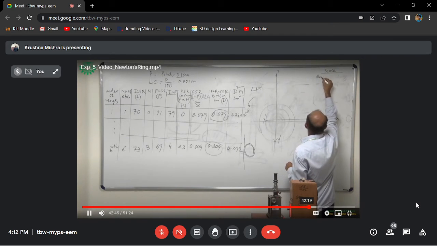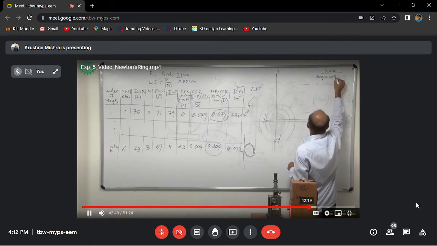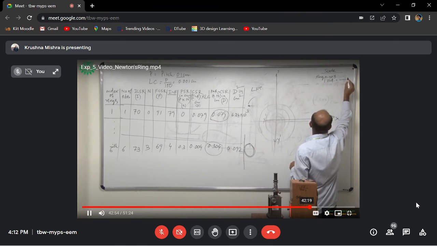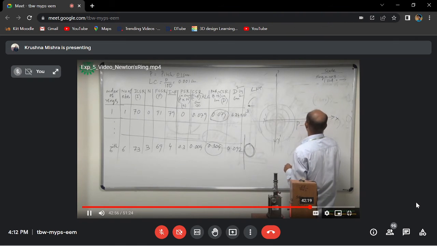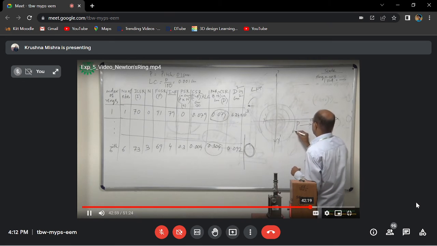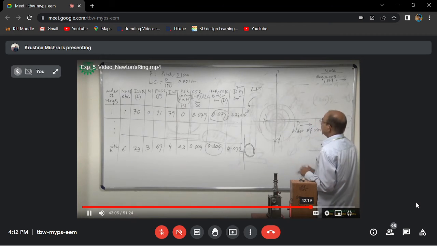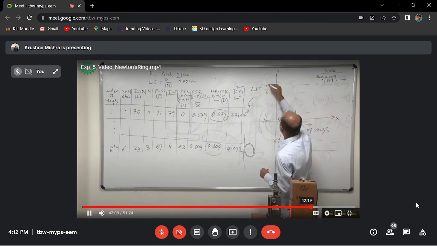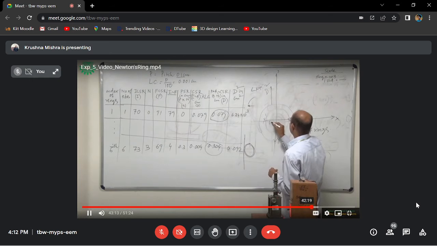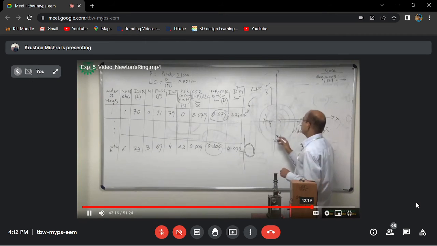Along x-axis, one small scale division, how much? This is the order of rings, so having no unit, we will write here order of rings, and along y-axis d square. Origin must be defined, whether we are shifting the origin or keeping 0 0, whatever, it should be clearly mentioned what is the x coordinate and what is the y coordinate.